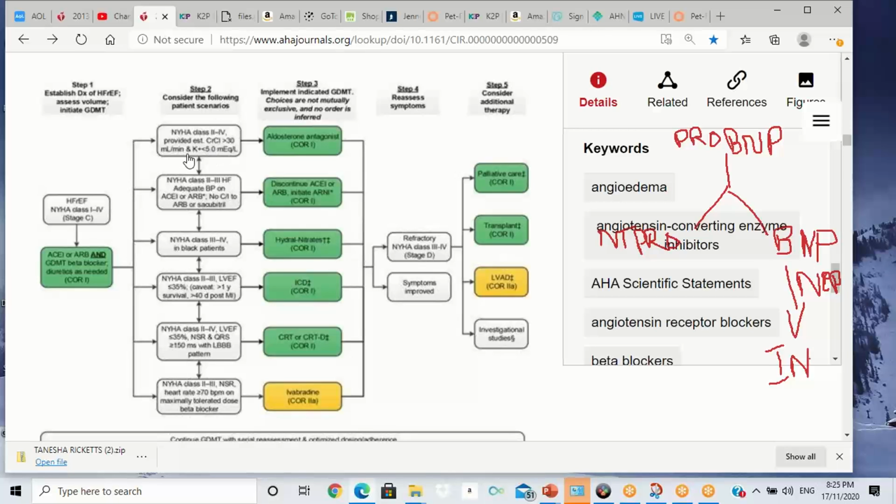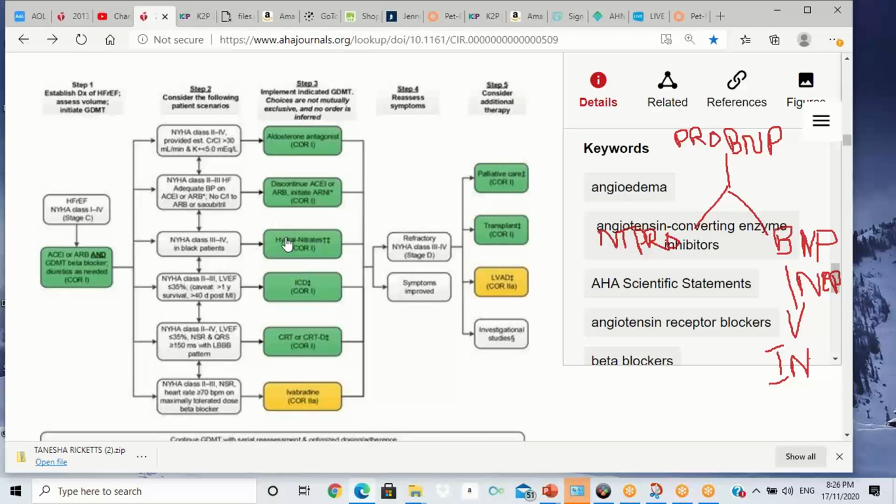Remember, you want to give your aldosterone antagonist if the creatinine clearance is greater than 30, or if the potassium is less than 5. It's important. So if you're going to use ARNI, angiotensin receptor neprilysin inhibitor, then you have to discontinue your ACE or your ARB about 48 hours, so roughly about 48 hours before you start the ARNI. Okay.